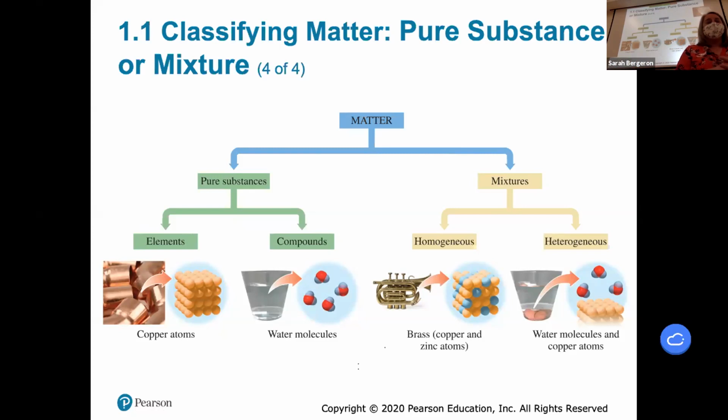So brass, for example, is a combination of both copper and zinc, and you can actually separate them if you heat them. It's a little convoluted, but you can separate them. And then here's an example of a heterogeneous mixture where we have solid copper at the bottom of the cup, and then water on top. If you were to look at the molecular level, you could see the water up here and the copper down here. So you could pull them out.